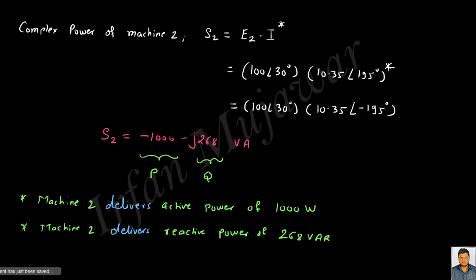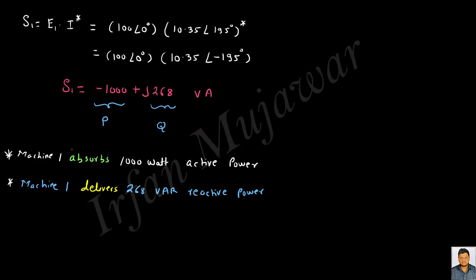Okay, so that is the answers about active power and reactive power. Now if you have a look, which machine absorbs the active power and delivers the reactive power? So machine 1 absorbs the active power and delivers the reactive power. So this behavior is similar to which kind of machine? It is similar to your synchronous motor, which is overexcited.